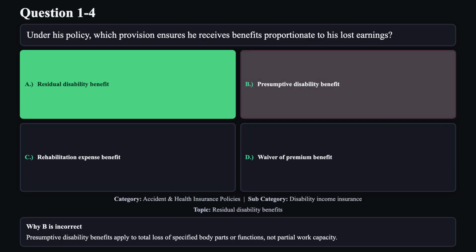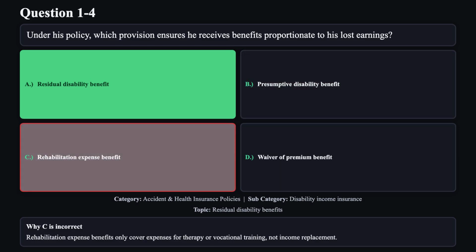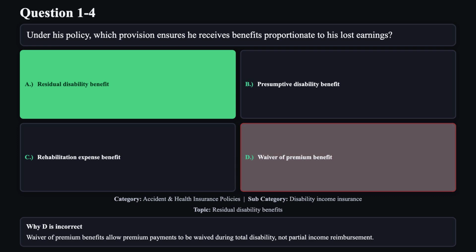Reason B is not correct. Presumptive disability benefits apply to total loss of specified body parts or functions, not partial work capacity. Reason C is not correct. Rehabilitation expense benefits only cover expenses for therapy or vocational training, not income replacement. Reason D is not correct. Waiver of premium benefits allow premium payments to be waived during total disability, not partial income reimbursement.